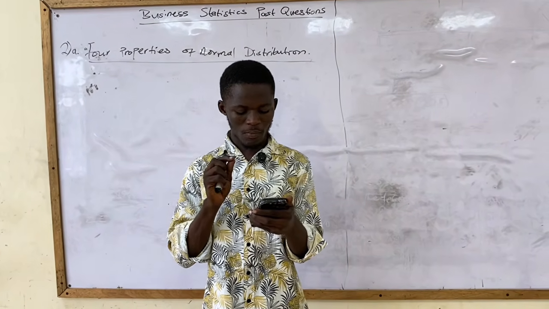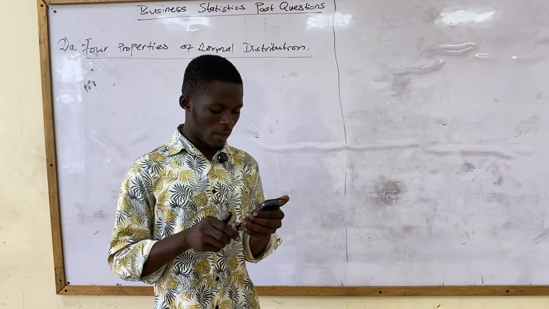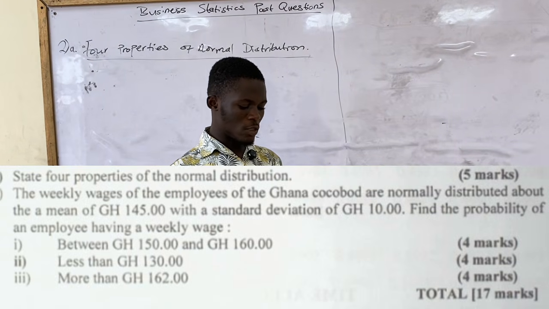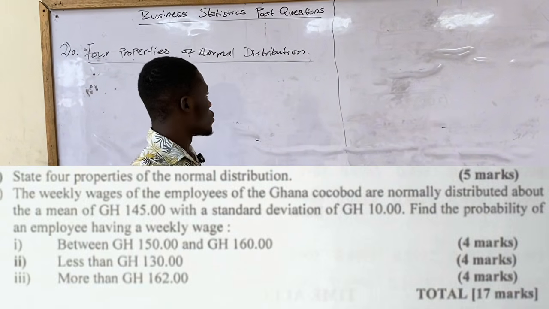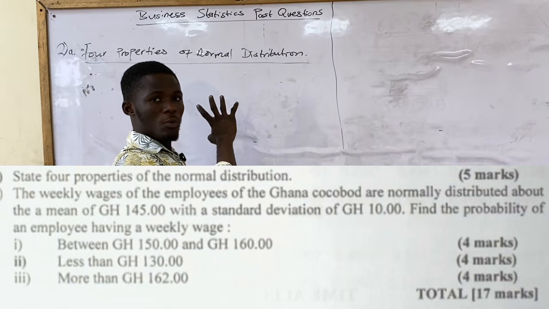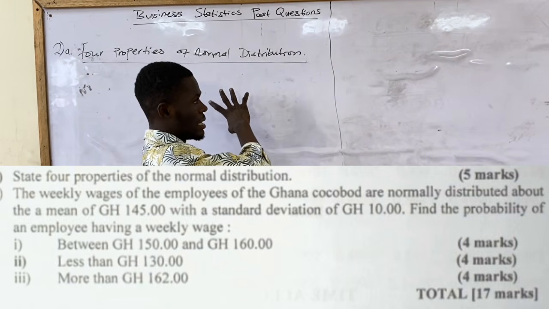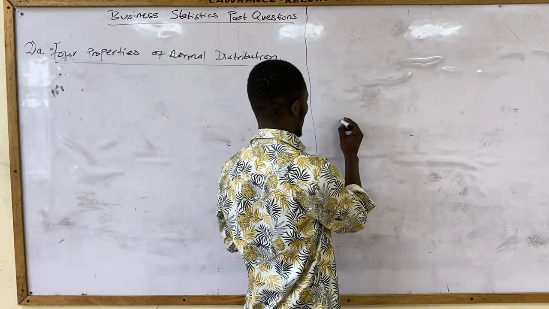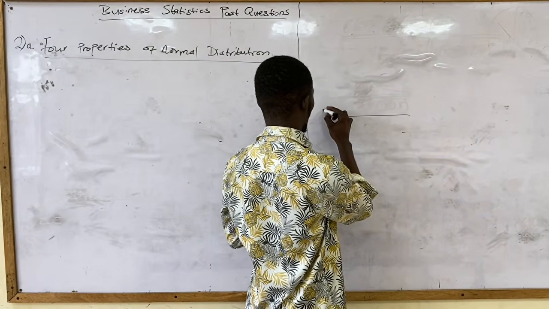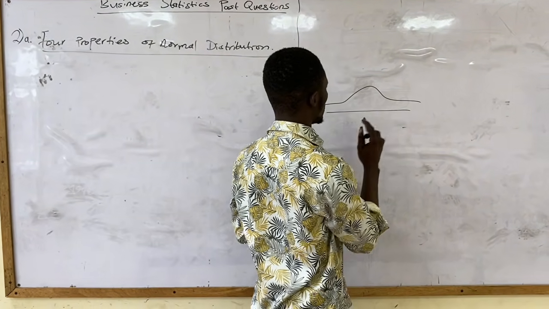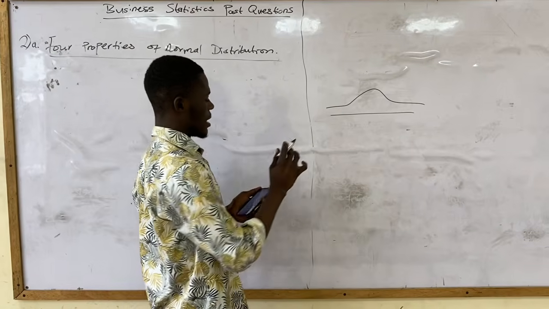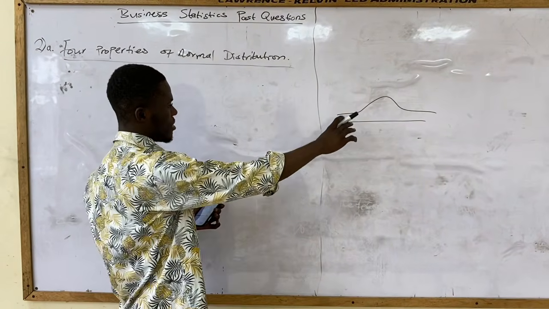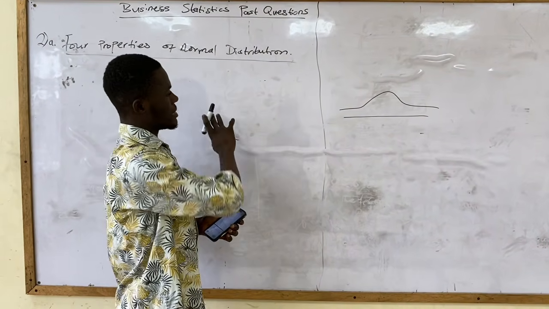So the section B, question 2A: state 4 properties of the normal distribution. Before I start with the 4 properties, I would like to draw the curve. Okay, so this is how the curve looks. I'll be using this curve to give the 4 properties.